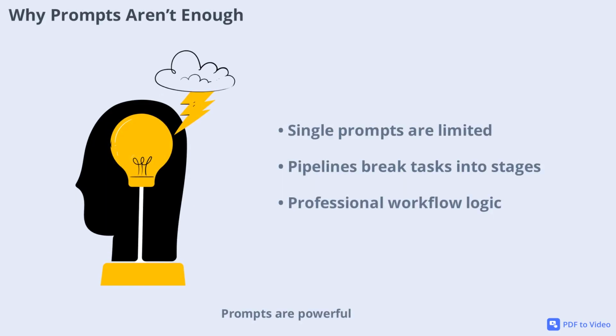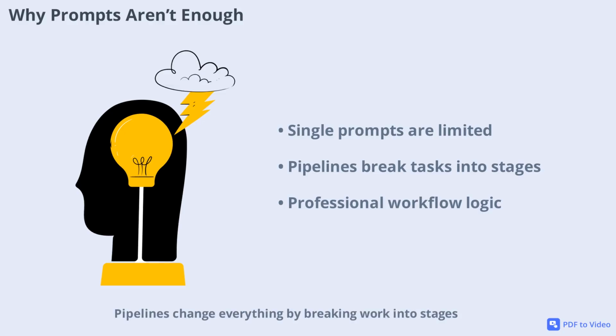Prompts are powerful, but single prompts often try to do too much at once. For example, asking AI to create a complete marketing strategy in one step forces it to understand the business, identify the audience, analyze the offer, and more all at once. The result is usually broad and generic.